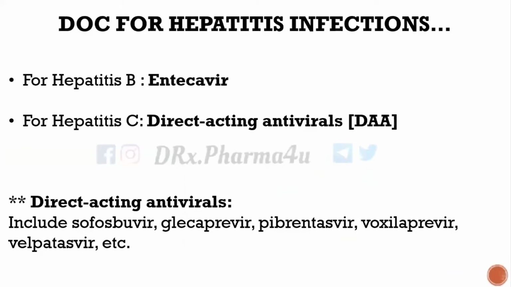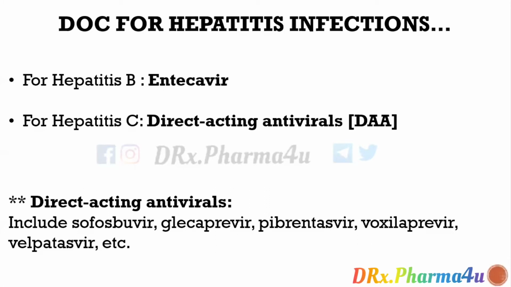Now, when we talk about hepatitis infections, depending on which kind of hepatitis it is. So if it is hepatitis B, the drug of choice is entecavir. And if it is hepatitis C, the drug of choice is direct-acting antivirals. The examples have been written here. So it depends on which kind of genotypic infection the patient is suffering from. Based on that, we can give the individual direct-acting antiviral. We can give sofosbuvir, glecaprevir, pibrentasvir, voxilaprevir, velpatasvir. Like that, there are a lot of direct-acting antivirals.